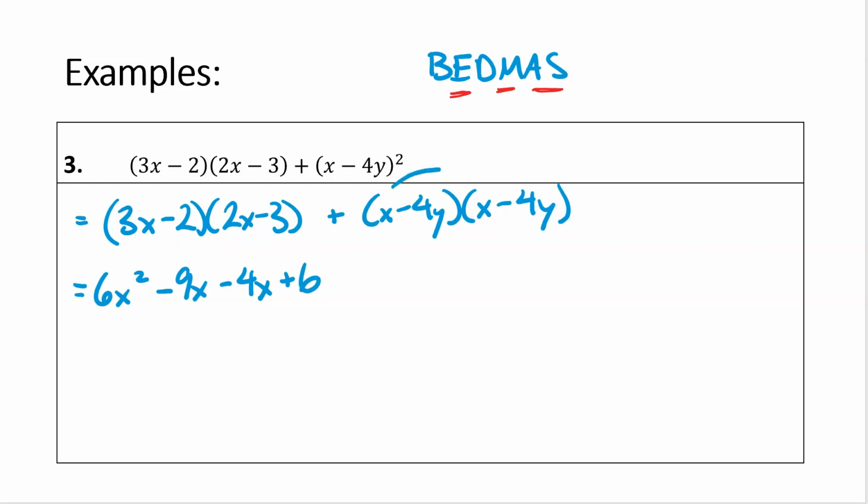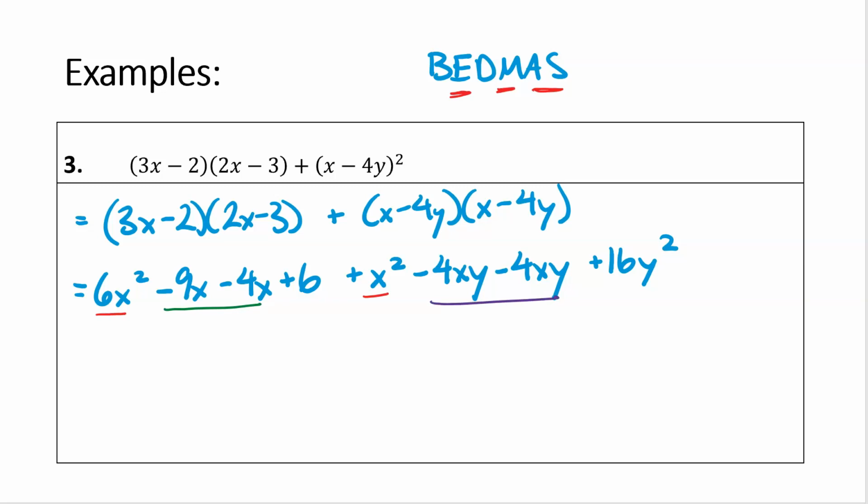Now we have x times x is an x squared. x times negative 4y is a negative 4xy. Negative 4y times x is also negative 4xy. And finally, negative 4y times negative 4y is a positive 16y squared. Now we look for like terms and try to simplify. See an x squared term here and an x squared term there. Terms with x's, and also terms with xy's. So we'll combine those like terms and simplify.